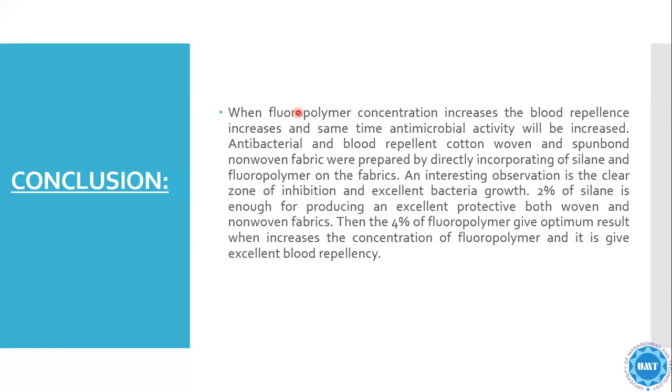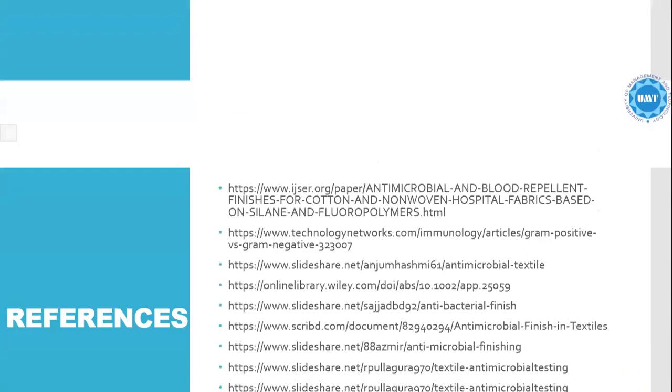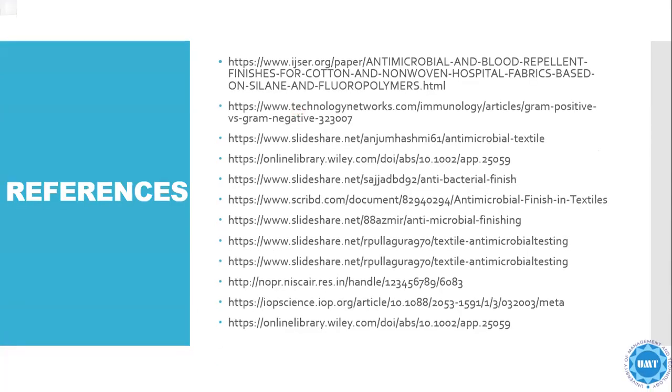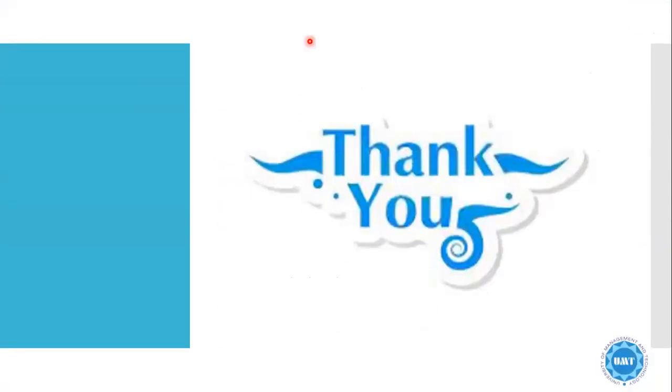Conclusion. As the fluoropolymer concentration increases, the blood repellency increases. At the same time, antimicrobial activity will be increased. Antimicrobial and blood repellent cotton woven and spunbonded non-woven fabrics were prepared by directly incorporating the silane and the fluoropolymer on the fabrics. Then 4% of the fluoropolymer gives the optimum result, and when increasing the concentration of it, it gives excellent blood repellency. These are the references, and that's all from my side.